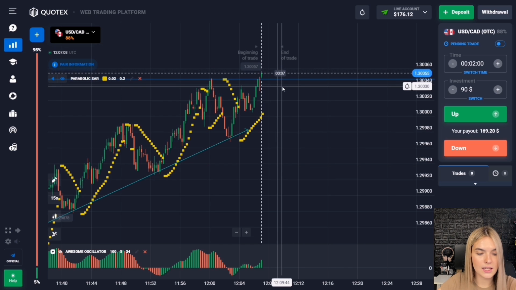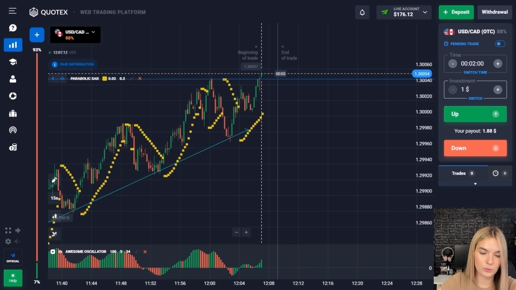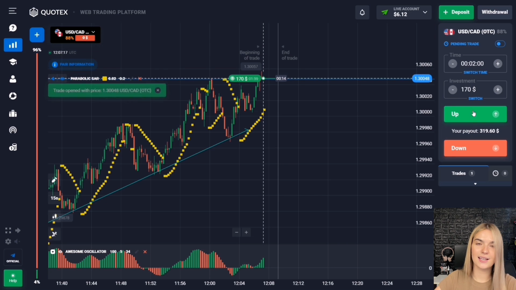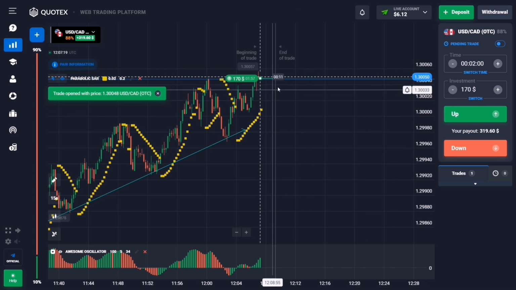Also, our indicator tells us that the volumes continue to grow for an increase, so we will open a deal with you again for 2 minutes. I think that this level will be broken in the near future. And so guys, let's wait for the end of our deal.